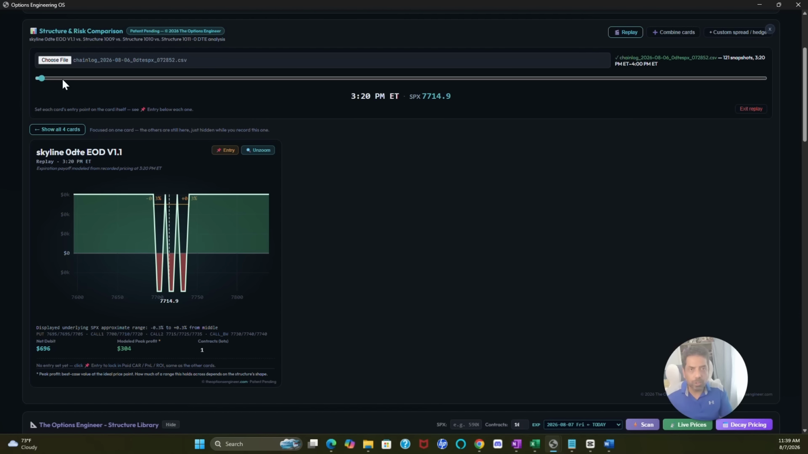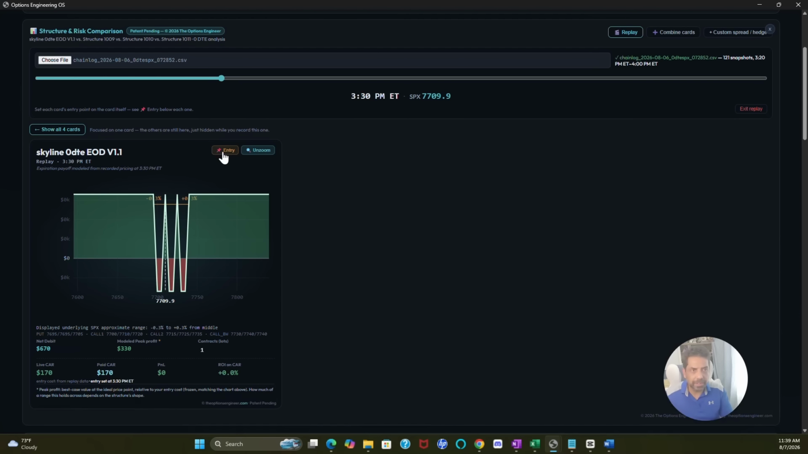So now let's walk through the timeline here. This trade was set up around the 3:30 time frame. So I'm just going to go to 3:30 and lock in, and we're going to get to the entry here. So we can see that there is $170 in capital at risk. Overall debit is 670, and that's the setup right now.